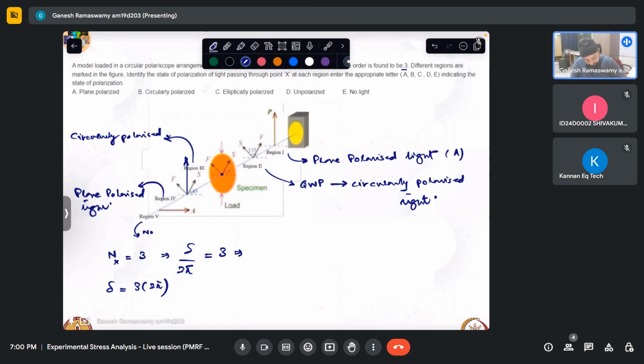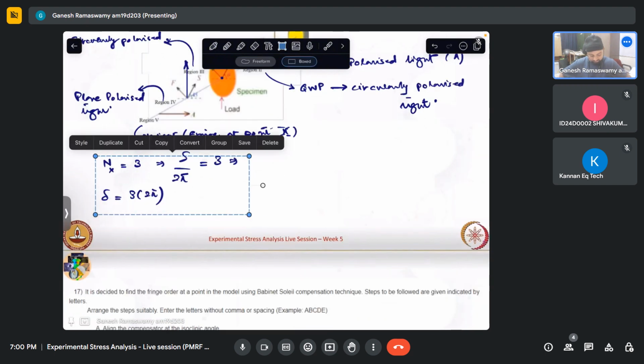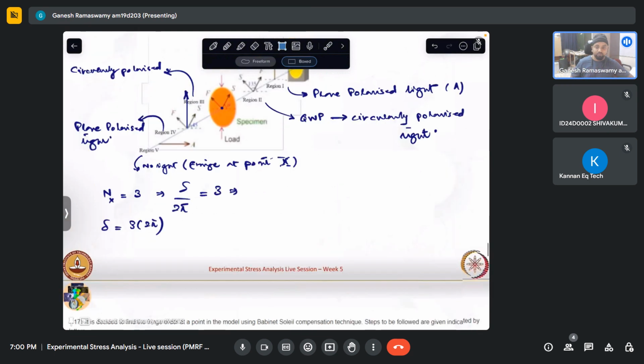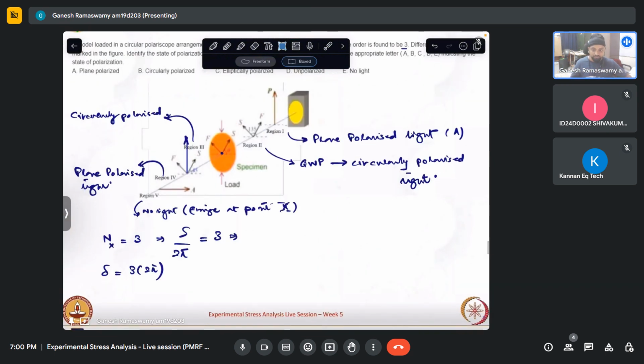Region 5 will give me no light, which is another way to say that at that point X there is a fringe, because a fringe gets formed as a black pattern, and this is a dark field arrangement. So I'll be seeing just a black, or rather a fringe, at point X. So that is what this implies. I hope this is clear. If there are any questions, please feel free to ask.